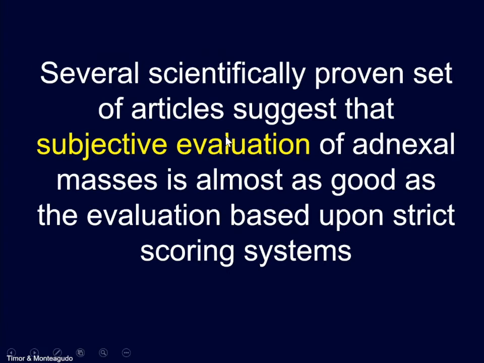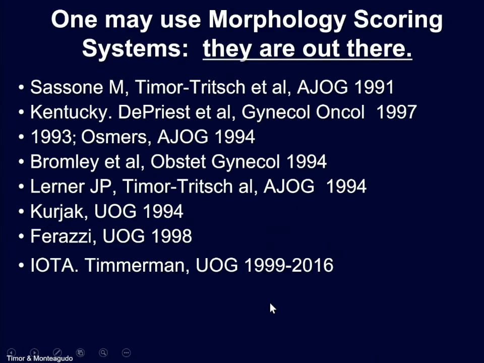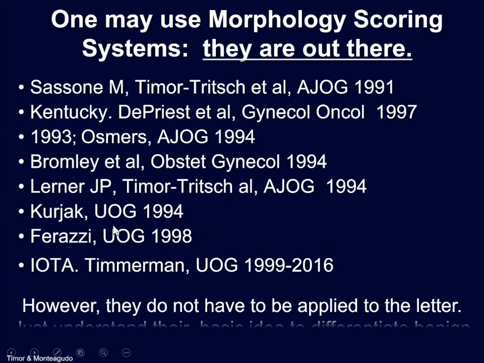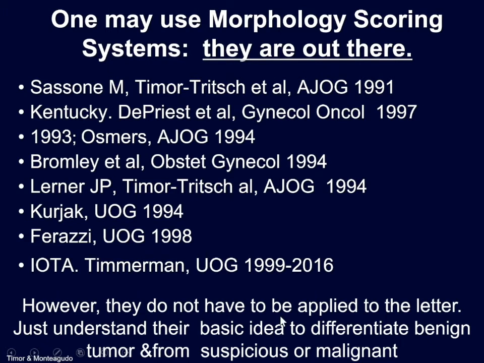Several scientifically proven articles suggest that subjective evaluation of adnexal masses is almost as good as the evaluation based upon strict scoring systems. One may use morphology scoring systems. There are many out there, but they don't have to be applied to the letter. Just understand their basic idea to differentiate benign tumor from suspicious or malignant.